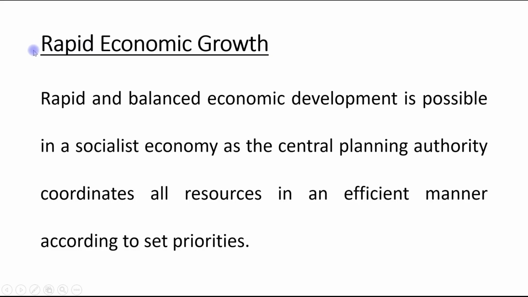Next, we have rapid economic growth. Rapid and balanced economic development is possible in a socialist economy as the Central Planning Authority coordinates all the resources in an efficient manner according to the set priorities. तो यहाँ पे rapid और balanced economic development रहती है because the government, the Central Planning Authority, coordinates all the resources in an efficient manner according to the set priorities.